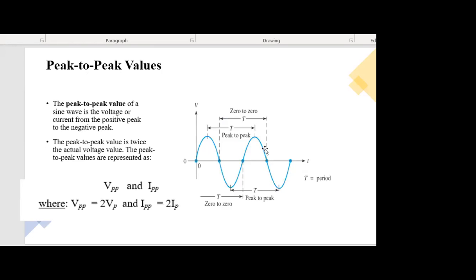Then peak to peak, for either voltage or current, starts from the positive peak up to the negative peak. So peak to peak is twice the peak value. So peak to peak is 2 VP. I think that is clear.